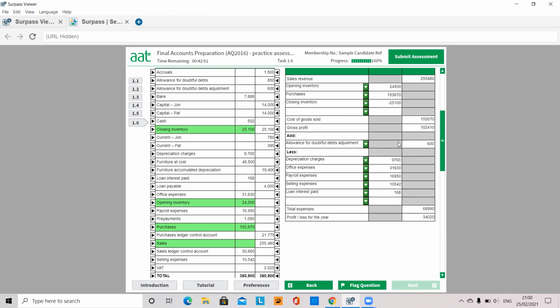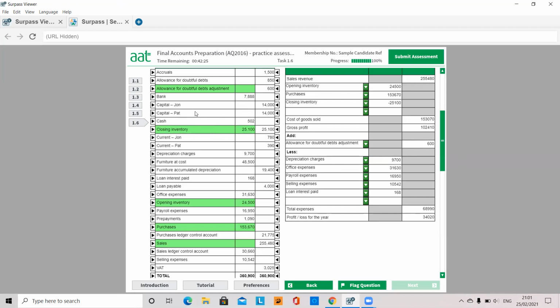So therefore, the allowance for doubtful debts adjustment is £600. So gross profit plus your allowance for doubtful debts adjustment. So then we've got our depreciation. Sorry, I did say I'd tick them off. I've not done them, have I? Allowance for doubtful debts. We did the closing inventory. I think we did that somewhere. Stock, yeah. So then we've got our expenses.